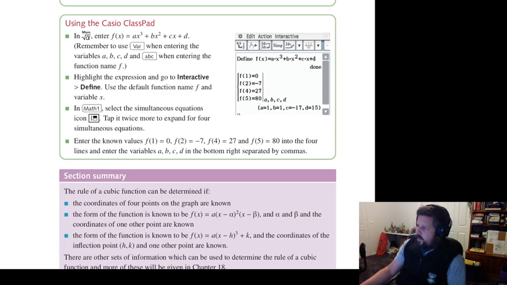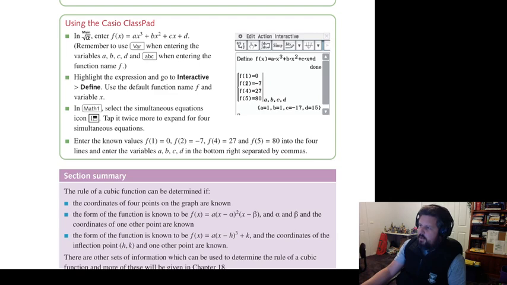Next, you'll define the function. It says here, highlight the expression and go to interactive define. Use the default name as f and the variable x, and that'll give you this here, and you'll be able to type that in. It says in Math 1, select simultaneous equations icon. It's a little brace, a little squiggly bracket. If you click on it, it'll only come up with 2 fields in the template. Because we've got 4 parts to it, you just click the button a few more times, and each time you click it, it'll add another field to the template. So you get 4 of them in there.